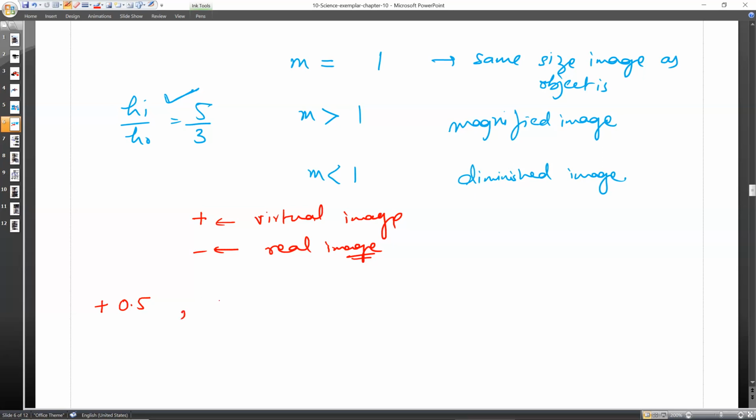Then we have plus 1.25, sorry, negative 1.25, then plus 1.2, and then minus 1, and then plus 1. Okay. Tell me which type of image it is, where the object is placed, and which type of lens or mirror it can be. If it is positive 0.5, what does it mean? What information are you getting with this one?